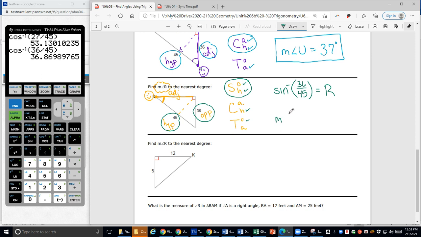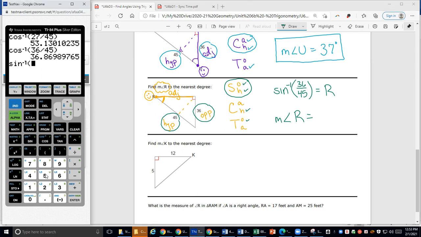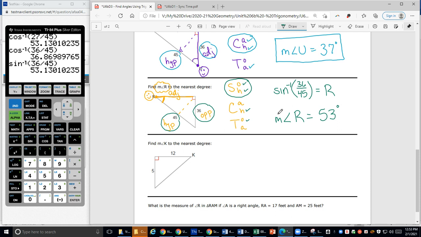So when I put that in the calculator, I'm going to get the measure of angle R equals, and I'll have my answer. Inverse, oops, I forgot my one there. Inverse sine, so I hit second sine, and then 36 divided by 45. I'm going to put that seatbelt on, and when I hit enter, I'm going to get 53.13010235. If I'm rounding to the nearest degree, after the decimal I see a 1, so I leave it as 53 degrees. Reset that, there we go.